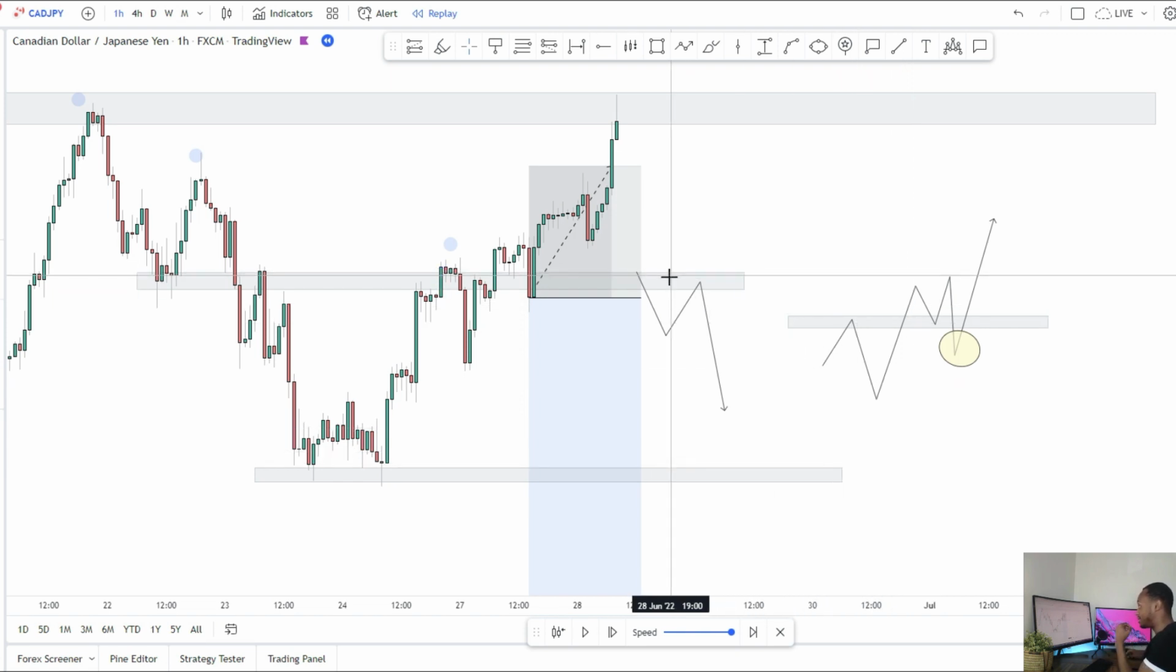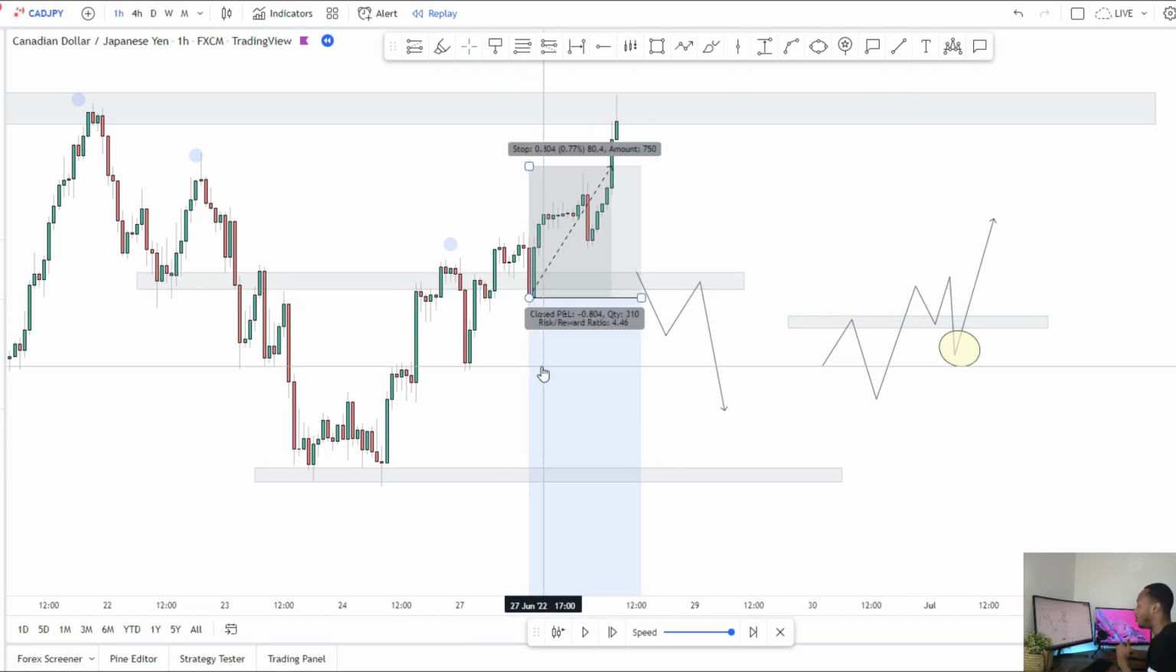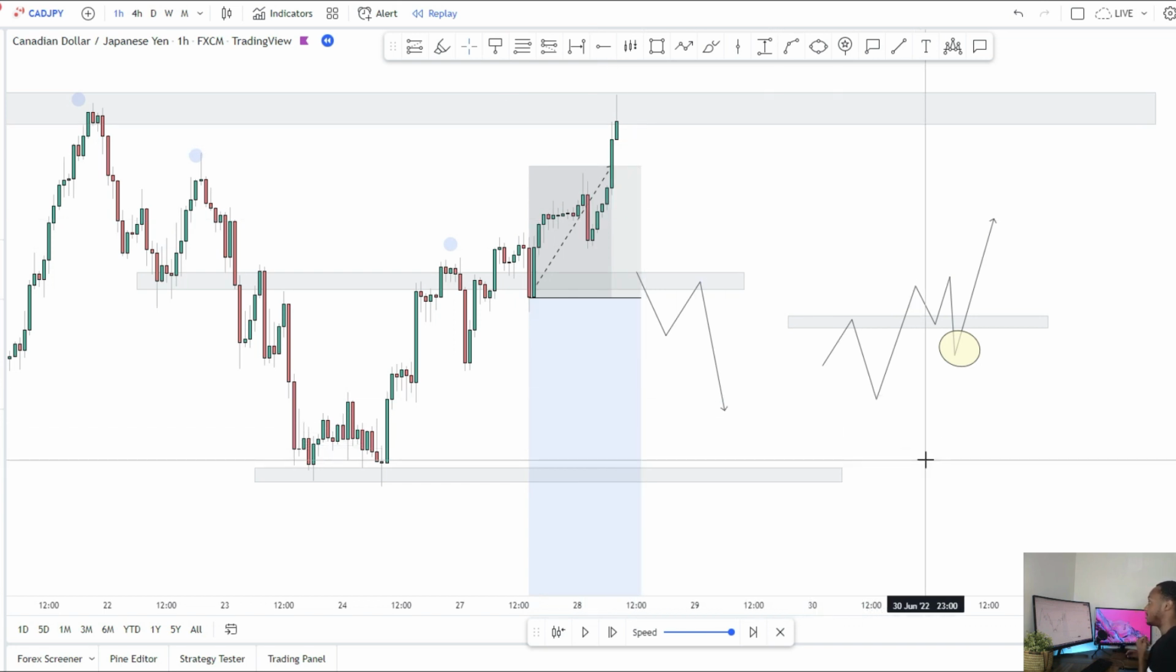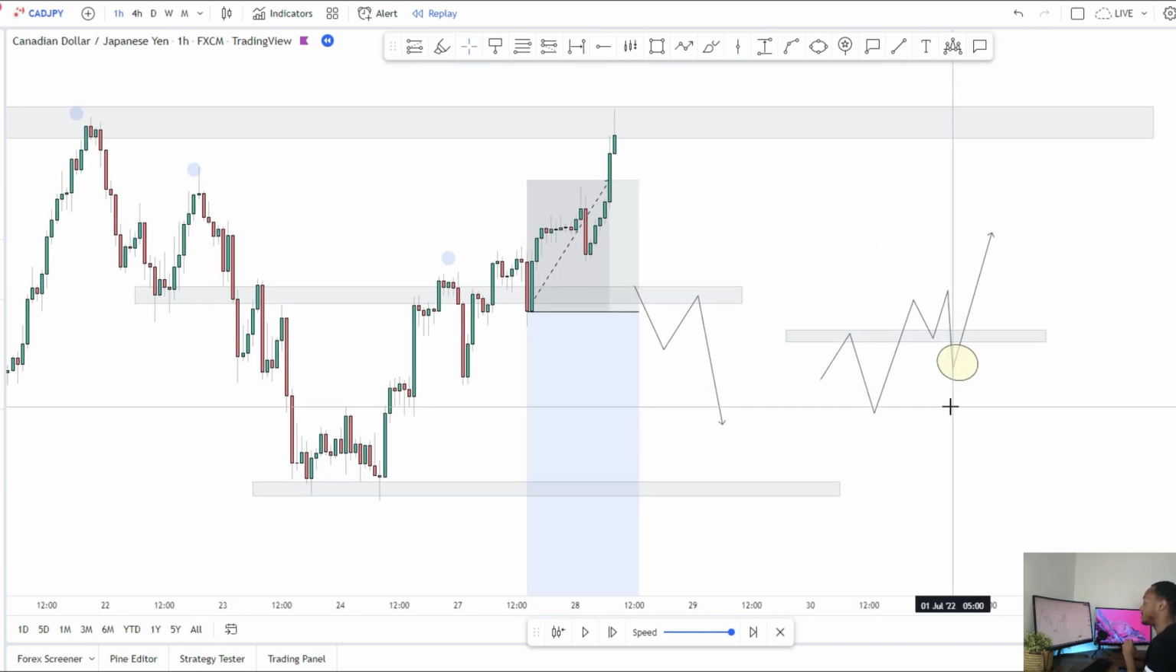I should have waited for price to continue down a little bit more, come back and retest, and then look for my entry. But I entered a little bit too aggressively. Price closed back above, and as you can see, went to the upside and eventually hit my stop loss. But that was my mistake with the trade.